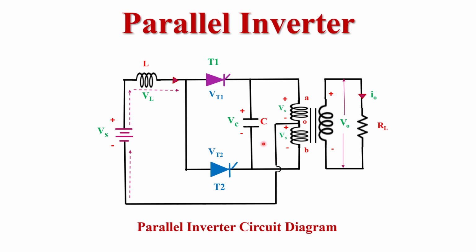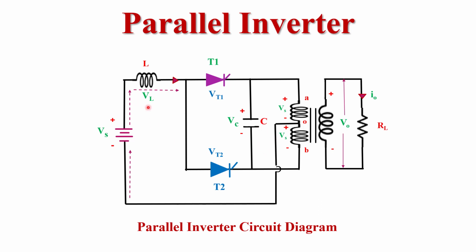Again I will tell you, here we use a main component, that is the capacitor. Here the capacitor works as a commutating component. What do we mean by a commutating component? The component which is responsible to commutate or turn off thyristors T1 and T2 is called the commutating component. And this commutating component is connected in parallel with the load via the transformer. That is why this circuit is called a parallel inverter. So here the capacitor is the main commutating component.